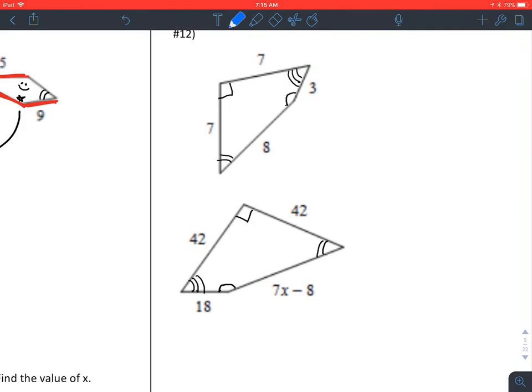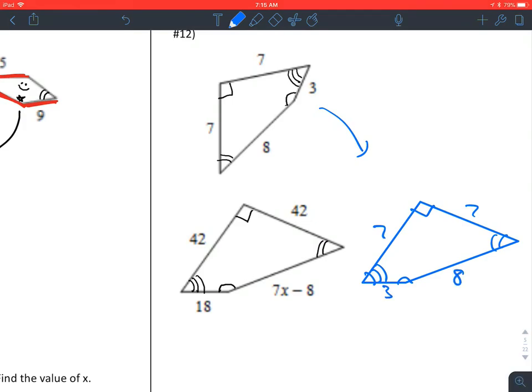Number 12, corresponding parts are in the same positions. It doesn't look like that at all. I'm going to redraw this picture down here, so it's just like this one. Corresponding parts in the same positions. I got 90, 3 arc, 1 arc, and 2 arcs. Between 3 arcs and 90 is 7. Between 2 arcs and 90 is 7. Between 1 arc and 2 arc is 8. Between 1 arc and 3 arc is 3.